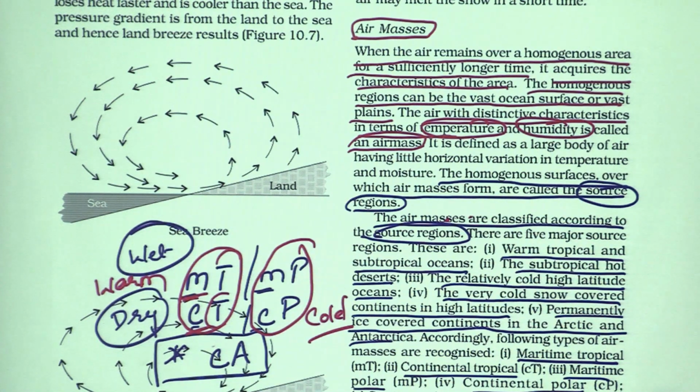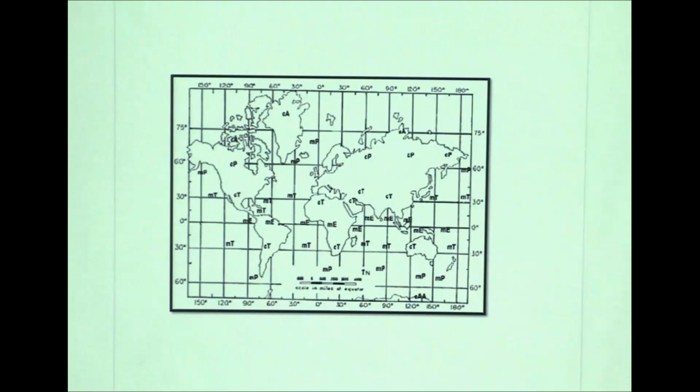So what is maritime tropical air mass? Warm and moist. What is maritime polar air mass? Cold and moist, in that continuity. And then continental Arctic, as it reads here, is the permanently ice covered continents in Arctic and Antarctic. Let us take support of this diagram. On this map of the world, the air masses demarcated can be easily noticed.